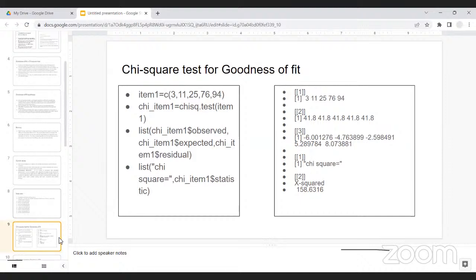Okay, Priya. Here you will find that is chi_item1 and chisq.test item 1. Initially, this chi_item1 includes the observed frequency. So the observed frequency is 3, 11, 25, 76, 94. Another one is the expected frequency, that is 41.8. Another is the residual. Okay. So the chi-square value is 158.63.